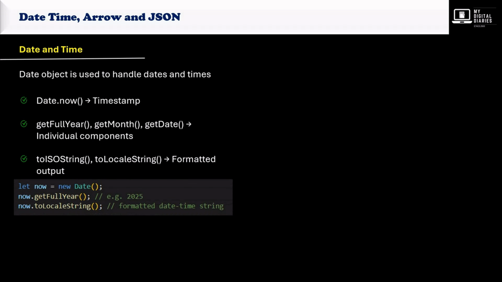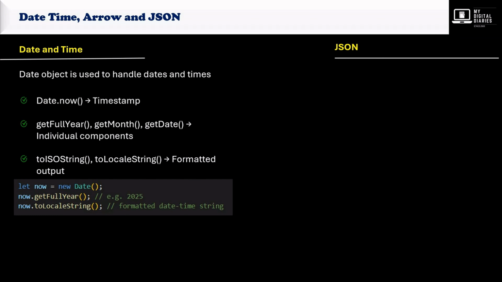For example, in this code snippet, let now is equal to new Date. So we will get a new date here, and now.getFullYear will give you the year. now.toLocaleString will give you a formatted date. This way we can easily work with dates, extract values, and display them in user-friendly formats.